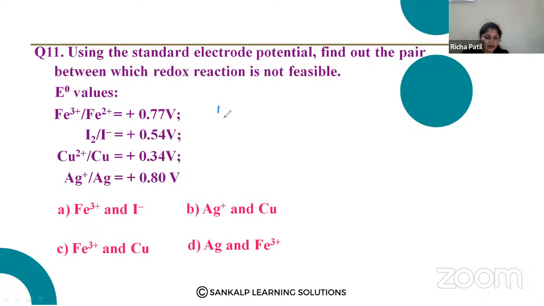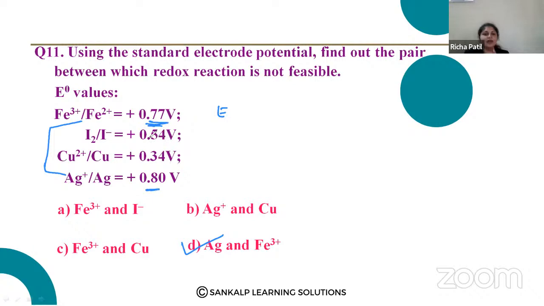So E naught of Fe3 plus and Fe2 plus is 0.77. Then E naught of Ag plus and Ag is plus 0.84 volts. So the reduction of Ag plus to Ag is easier than the reduction of Fe3 plus. So the answer here is D. It is not feasible. Find out the pair which is not feasible.